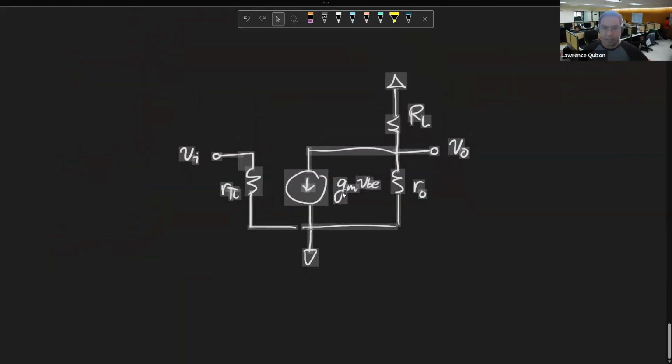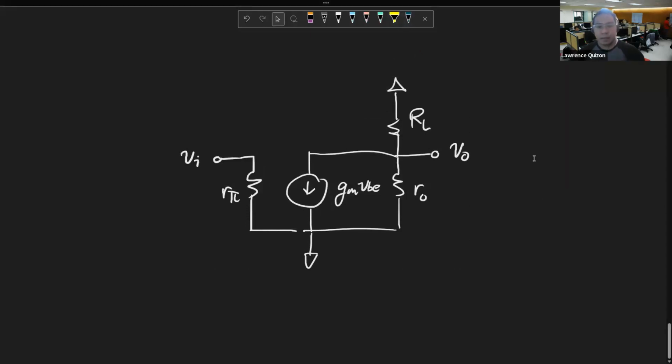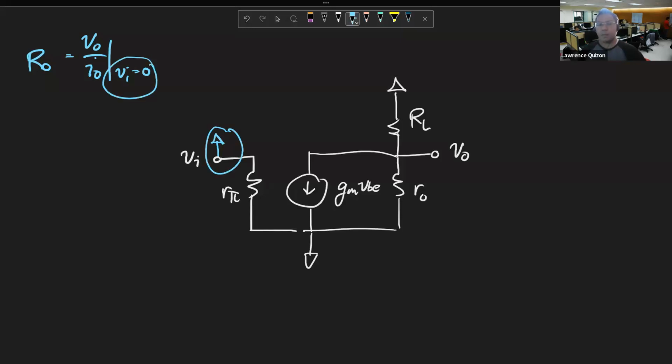So first, let's calculate R out. Right? So sabi natin, R out is V out over I out given that there's no input. No? So the zero input condition is actually quite simple to implement. I just put in a ground doon. No? So, anong consequence nitong ground na to? This ground puts ground on both sides of the R pi. No? So we don't care about that anymore.